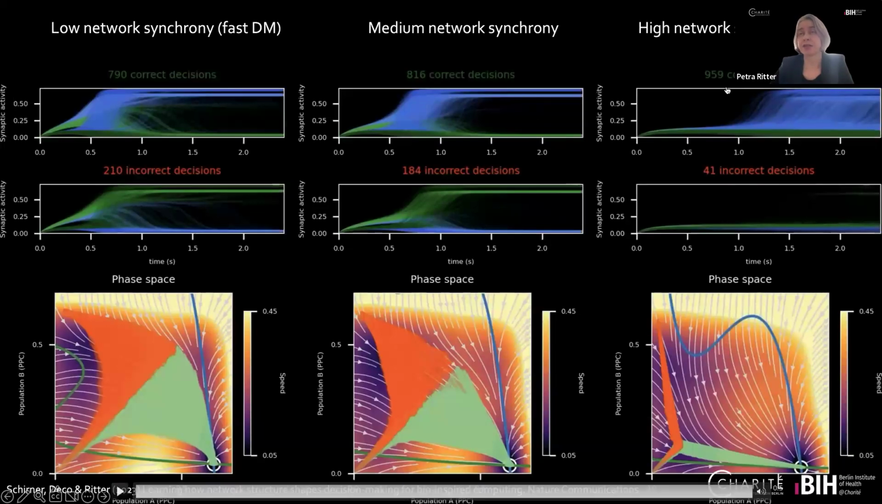So here we have 959 correct decisions and 41 incorrect decisions. For the low synchronized network, we have 790 correct decisions and 210 incorrect decisions.